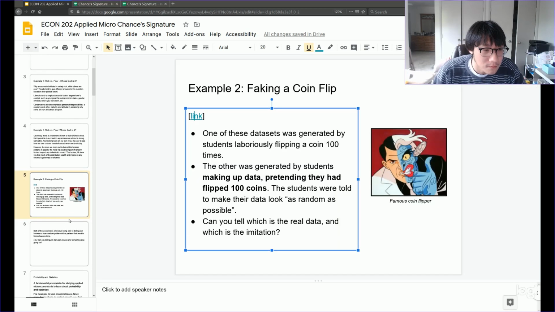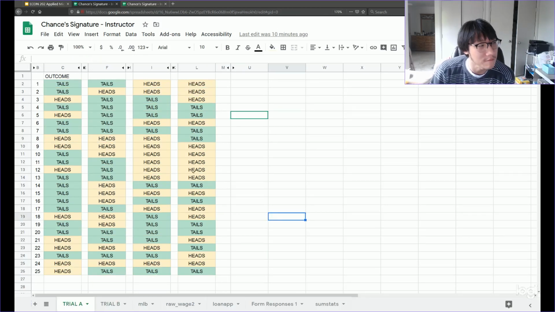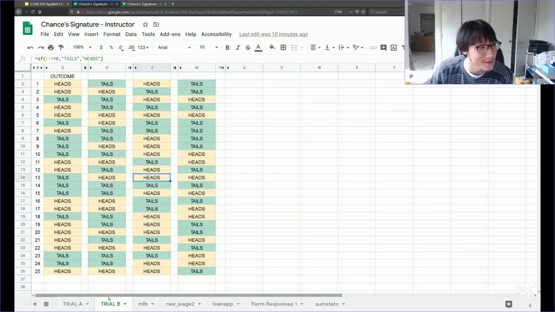Now here's my question. Have a look at these two. And of course you have the link to this as well. Which one do you think is the real randomness? And which one do you think is the data set that's just made up? Have a look at those and think about which one you think it is.